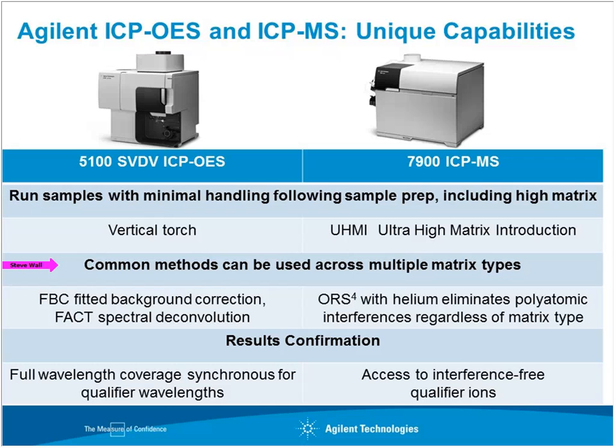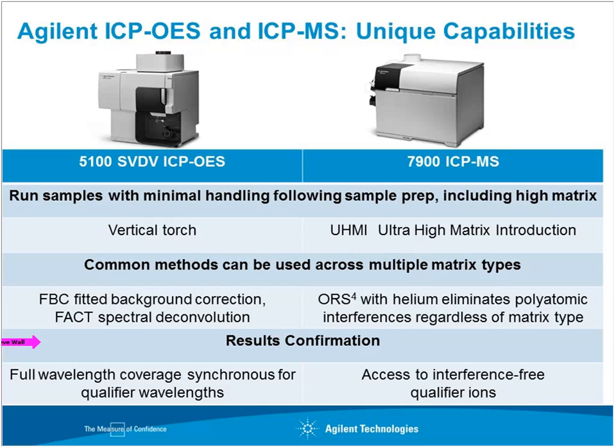Common methods can be used across multiple matrix types or across multiple drug types. And this can be done on the ICP-OES because of fitted background correction or FACT spectral deconvolution. On the ICP-MS, the octupole reaction system with helium eliminates the polyatomic interferences regardless of matrix type. And results confirmation. This is something that's becoming very popular if customers can have additional data that supports the results. Obviously, they're going to be all for that.